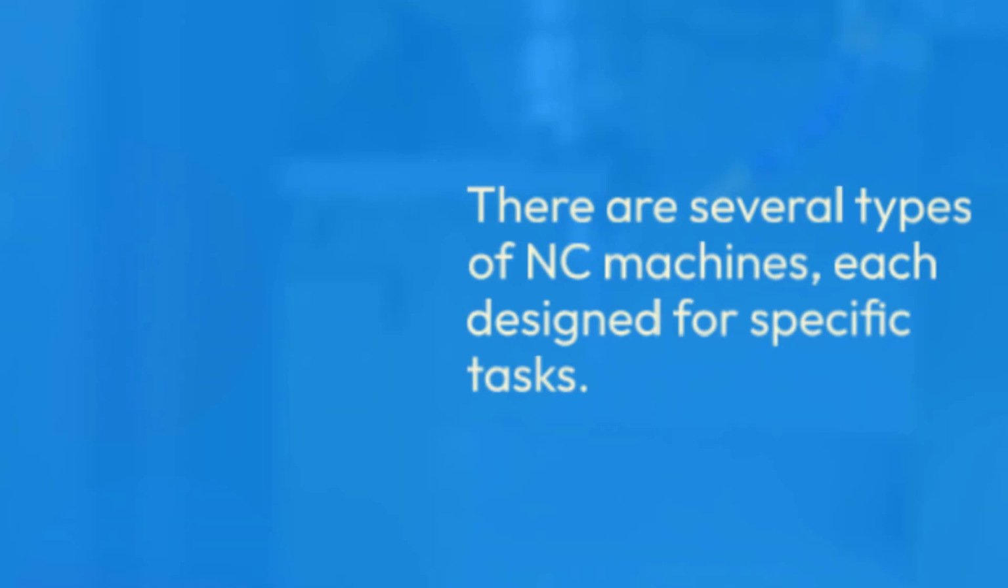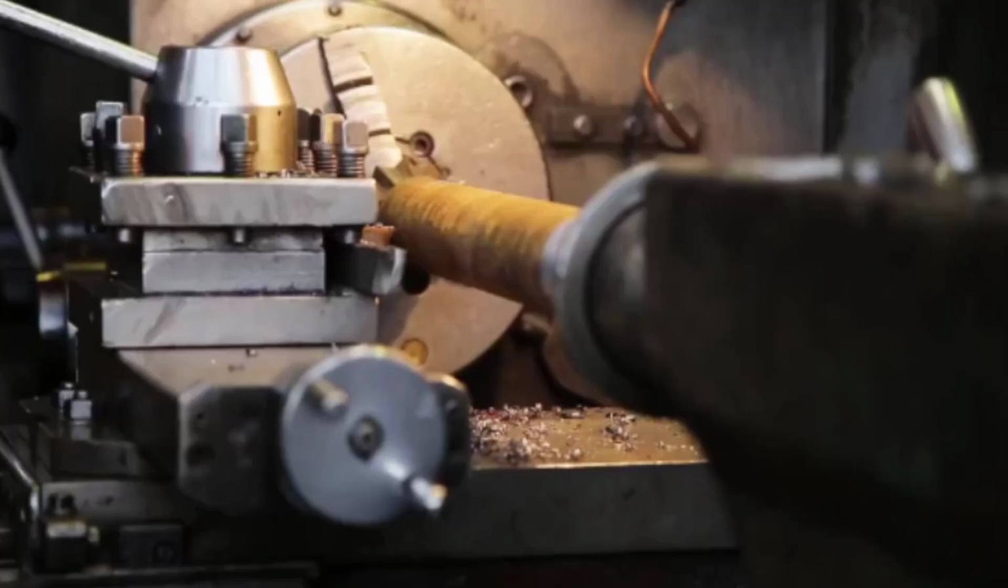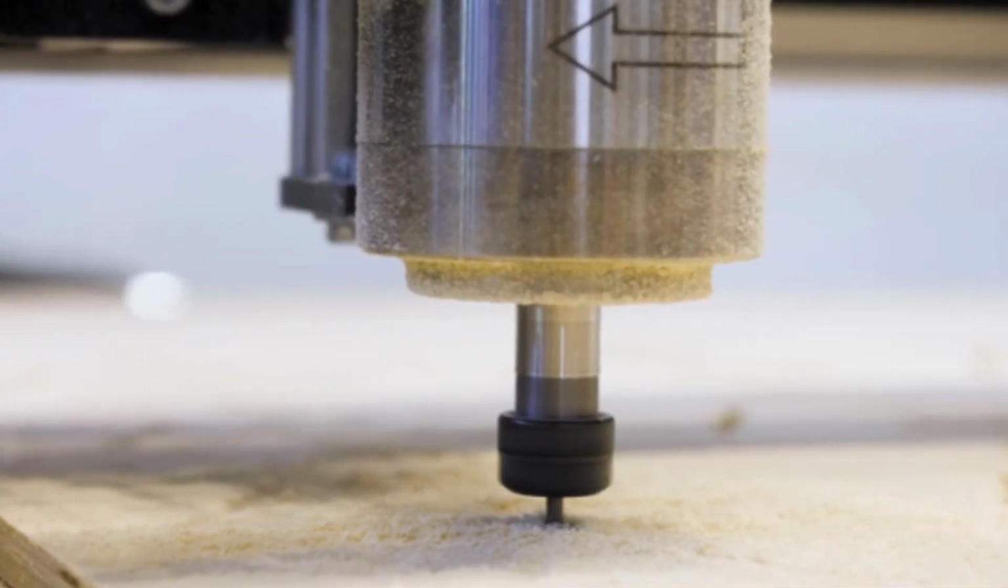There are several types of NC machines, each designed for specific tasks. Common types include NC lathes, which are used for turning operations, NC mills for cutting and shaping, and NC routers for engraving and carving. Each machine type offers unique capabilities and applications.